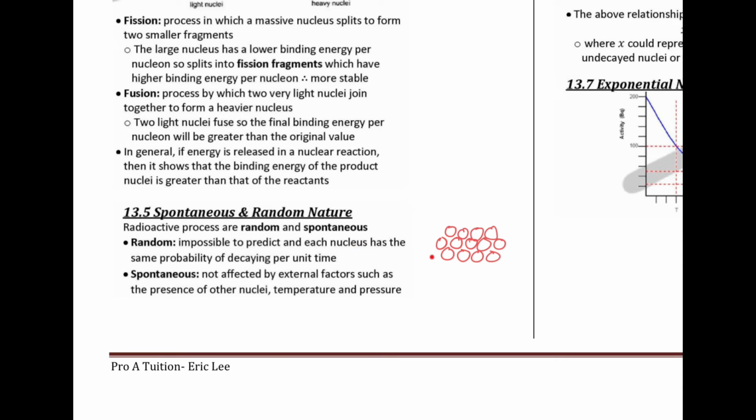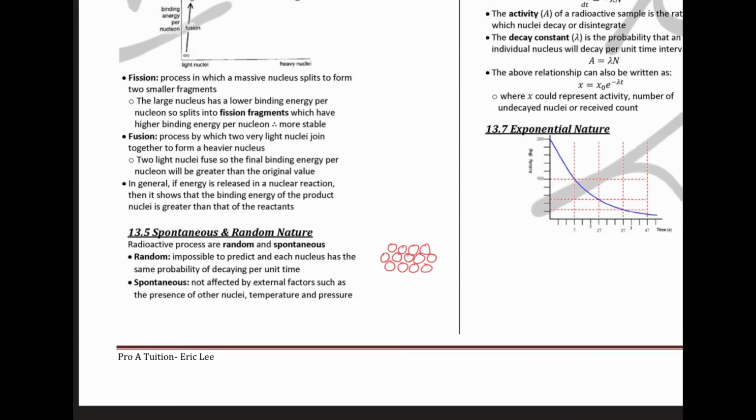The second thing is, out of the groups of atoms here, we cannot predict which atom is going to decay next. So we cannot predict two things here. Yeah, that is the idea of random. Okay. Now, next one.